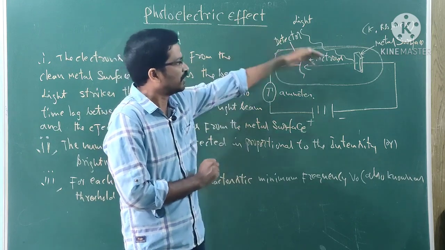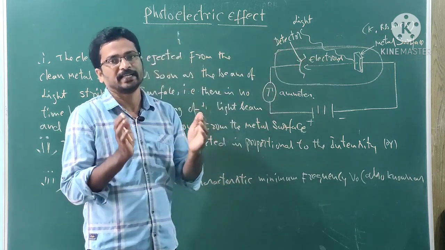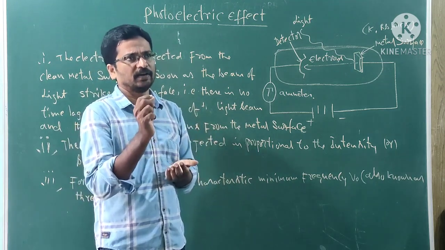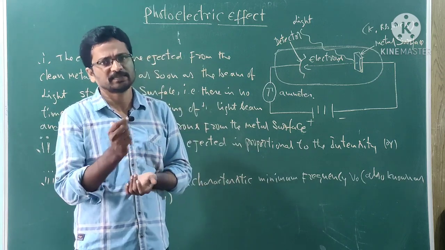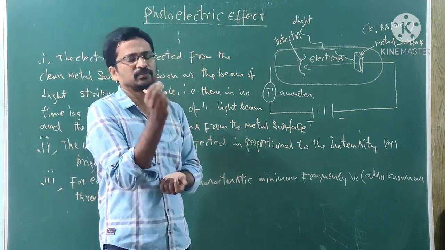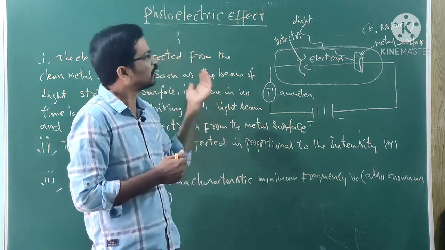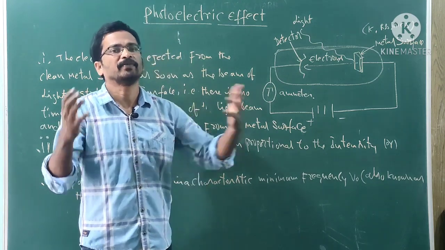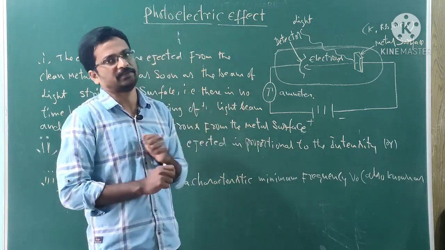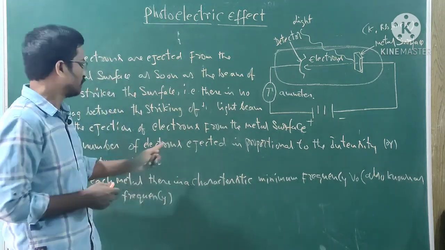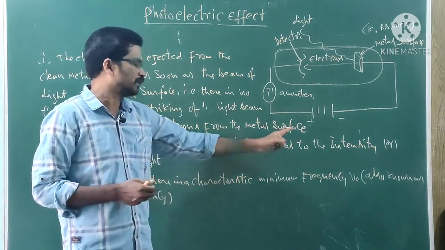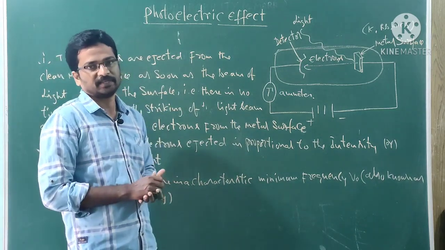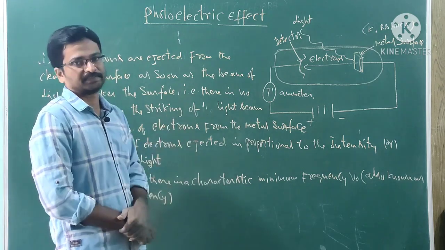Bright light falling on a metal surface can eject more electrons compared to less bright light, which can eject only a few electrons. If more brightness of light is projected on the metal surface, it ejects more electrons, which indicates that the number of electrons ejected is proportional to the intensity or brightness of the light. This is the second point.